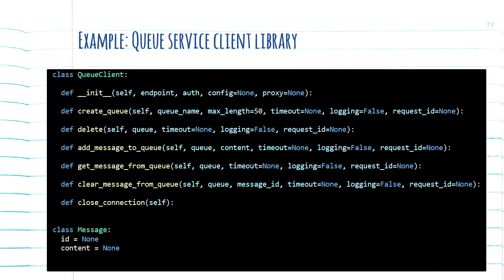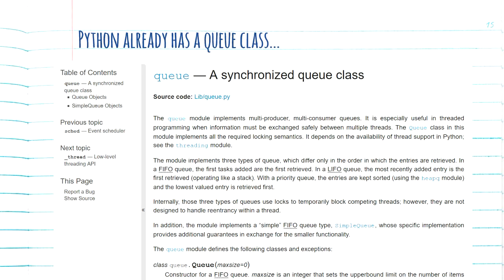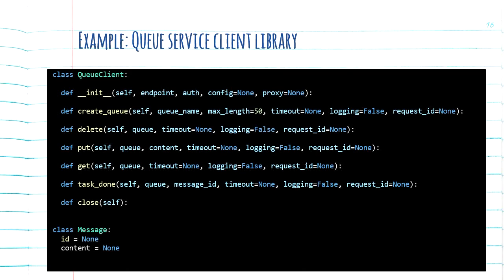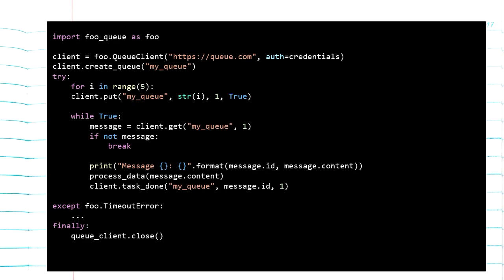So let's take a look at our queue service client that we talked about before. Turns out Python already has a queue class, so there is already an API available that users of Python are familiar with, so let's adopt that. And rather than add message and get message, they just have a put and a get and a task done. So let's update our queue client. Now we have put and get and task done. Update our user code to replace those function names.